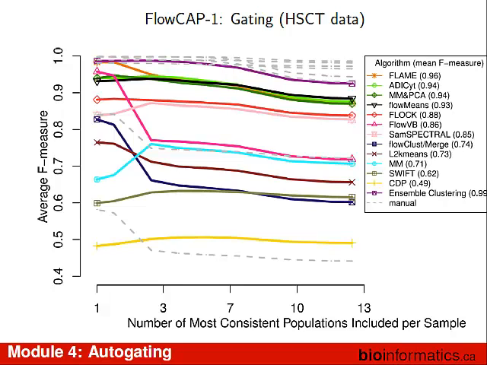Now here, the humans are disagreeing more on how that one population is going to be gated. It's a more difficult cell population to gate. And if it's more difficult for humans, it's also more difficult for algorithms. It's tricky.